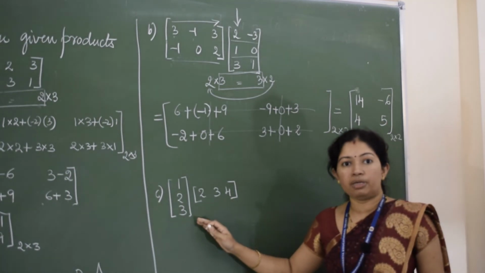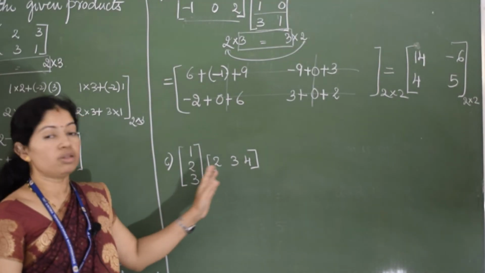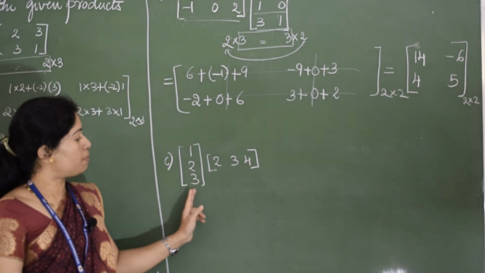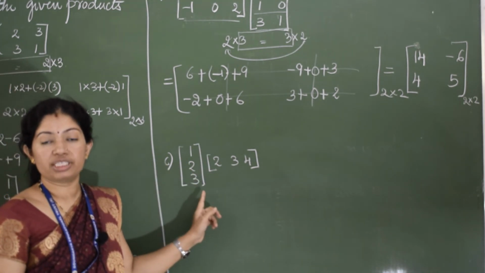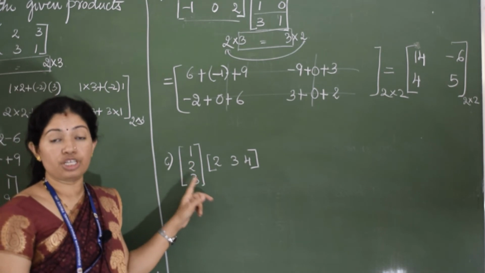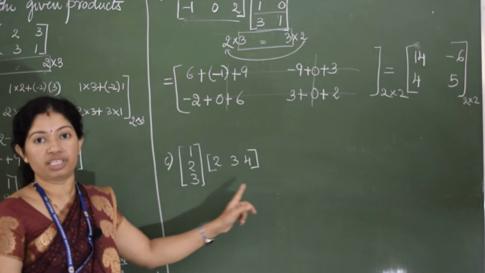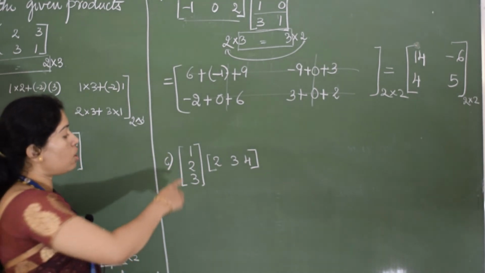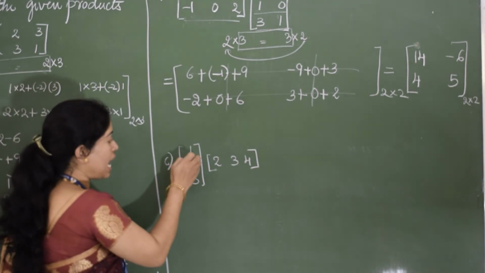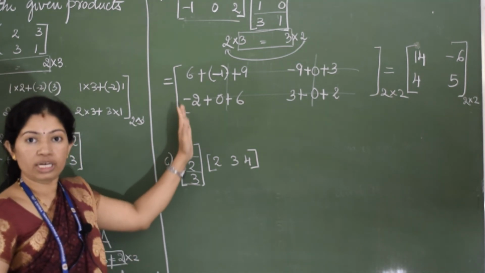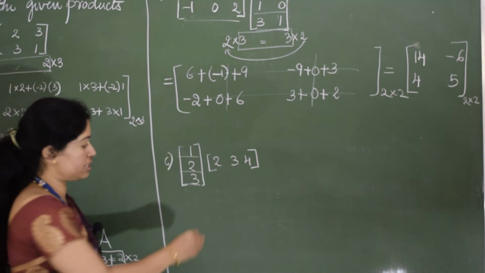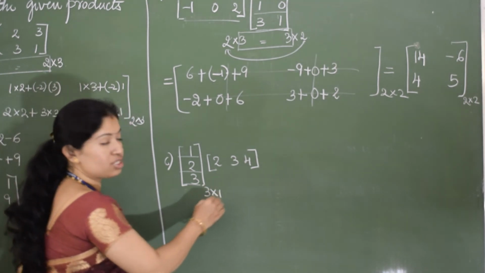Now the last problem. Now let us solve this problem. We have to find the product of these two matrices. So before we multiply, we need to check the condition. To check the condition, you have to write the order of these two matrices. So what is the order of first matrix? It is having how many rows? 3 rows are there. And how many columns? Only 1 column. It is a column matrix. Its order is 3 cross 1.